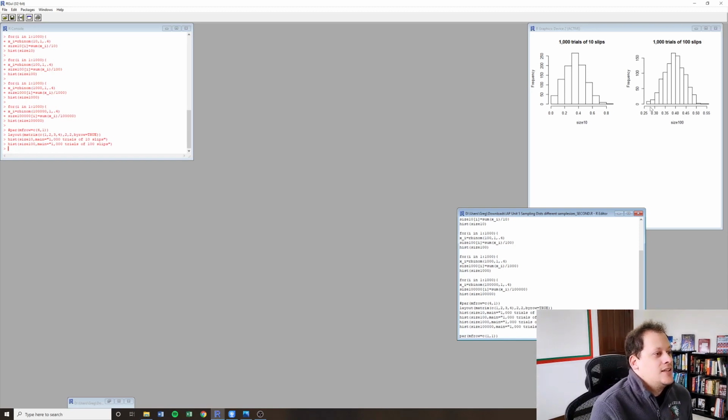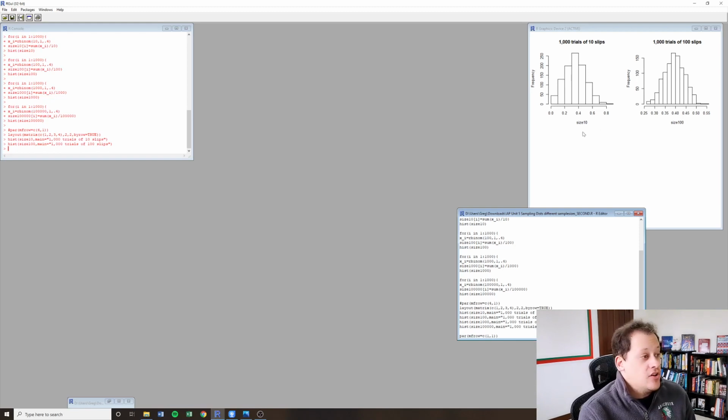Interesting. First of all, you see there are more bars in this histogram. And that's because if you only take 10 slips of paper, your only possibilities for the sample proportion of 1s are 0, 10%, 20, 30, 40, 50, 60, 70, 80, 90, 100. When you start taking 100 slips, you can have anything from 0% to 100% by 0.01s. So that's why you're seeing more bars here.